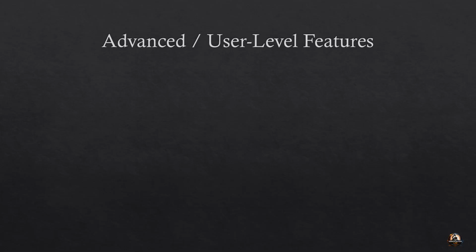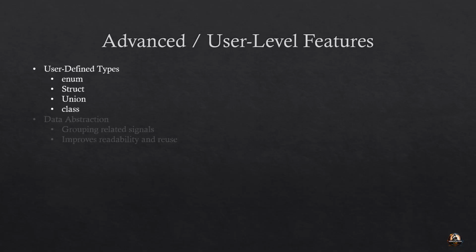Now we'll see some advanced, or we can say user level, features of data type in SystemVerilog. First of them is user defined data type, that is enum, struct, union and class. As of now, I am going through the surface level of each and every concept. It is an overview session. I will take a practical session as well as a more detailed theory session on each and every concept discussed over this slide.